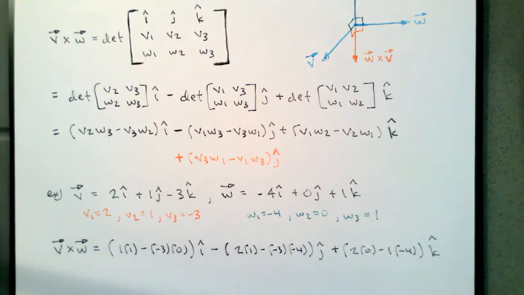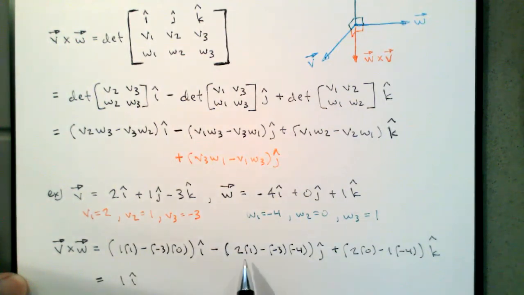Now I just need to simplify. So it looks like we're going to get 1i, and I'll have 2 minus 12 is negative 10, but I'll change the sign to make it positive 10. I'll have 0 plus 4.